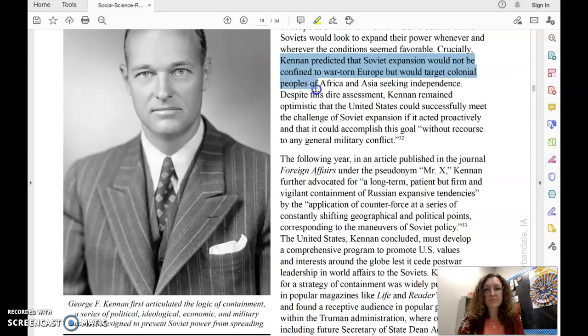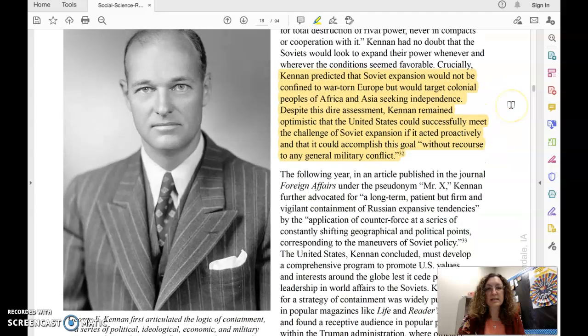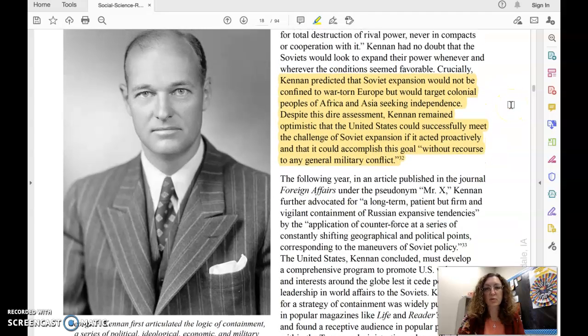Okay, so he successfully predicts what Stalin's plans with the USSR will be, more globally. So he says expansion isn't going to be confined to Europe, which we've seen it already spread through Eastern Europe, but instead he's going to go to Africa and he's going to go to Asia, where all of these nations who previously were colonies of typically Great Britain, they're no longer colonies. They've been decolonized. And so there's independence happening, and these countries are newly independent.